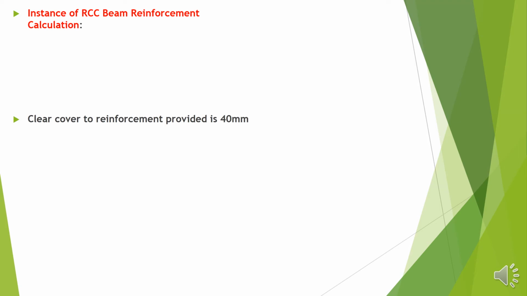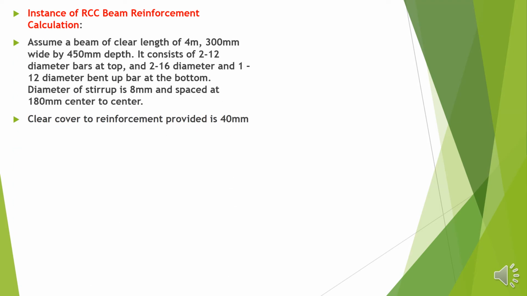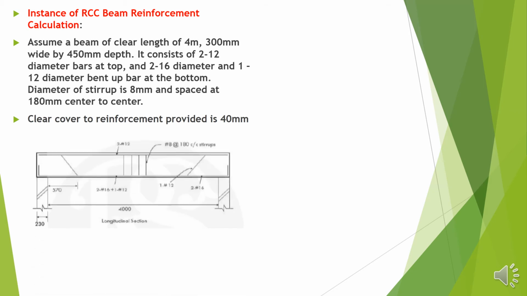For instance, a beam reinforcement calculation. Assume a beam of a clear length of 4 meter, 300 mm wide, 450 mm depth. It consists of 2 12 dia bars at the top and 2 16 dia and 1 12 dia bent up bar at the bottom. Diameter of stirrup is 8 millimeter and spaced at 180 mm center to center. Clear cover to the reinforcement is provided 40 mm.